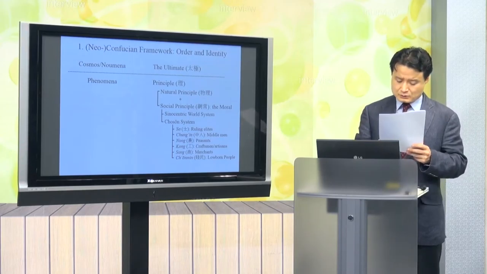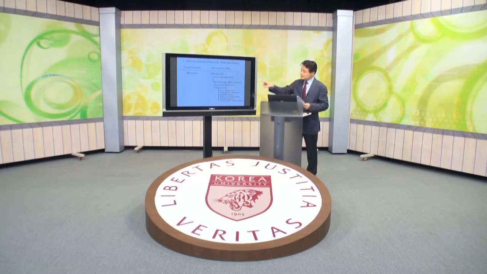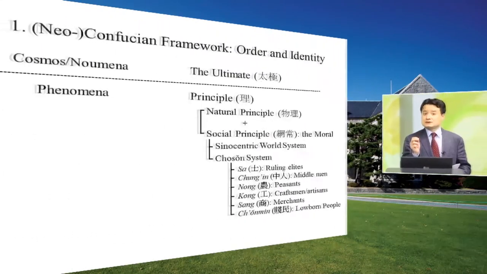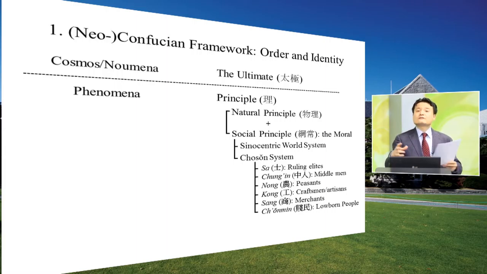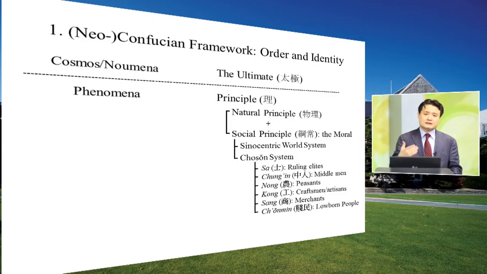When we narrow down this social principle, it is again divided into two. The first is the Sino-centric world system, the principle that applies to the countries in East Asia, or in more specific terms, to the relationships among the countries in East Asia. This Sino-centric world system has a leader, China, and then the followers of that big brother, China. What we should notice here is that this world system and this social principle has hierarchy or order as a very basic element of its own.